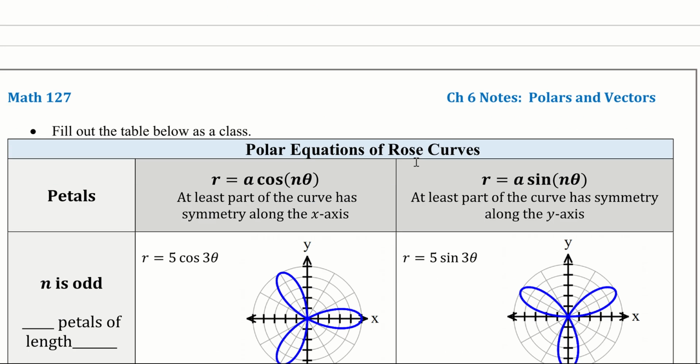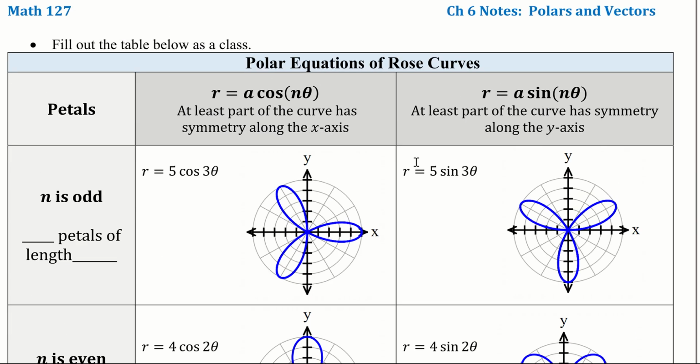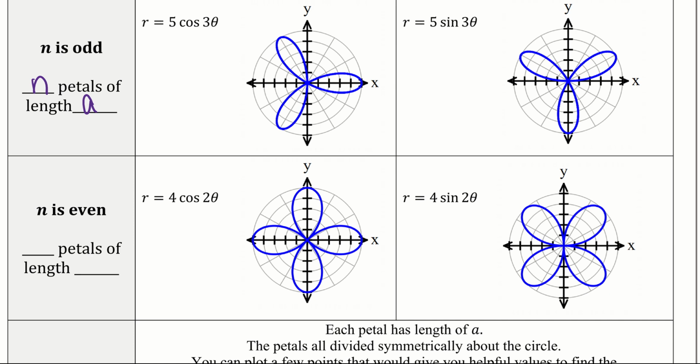All right, so here's what's happening with polar equations of rose curves. They would have this format: a cosine of n theta or a sine of n theta. If n is odd, we have n petals of length a, and there are some pictures on here for you to look at. If n is even, we'll have 2n petals of length a.